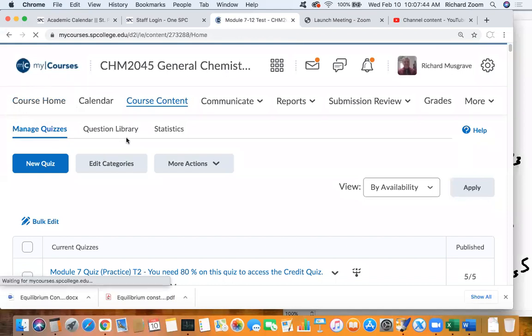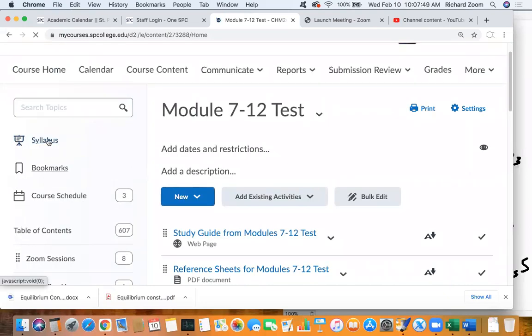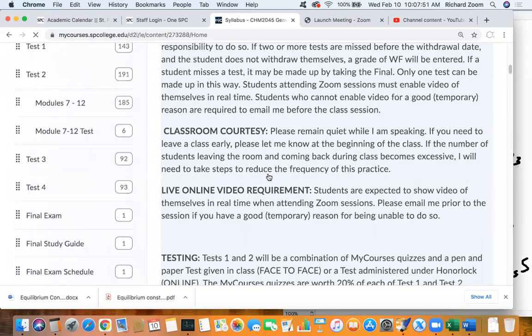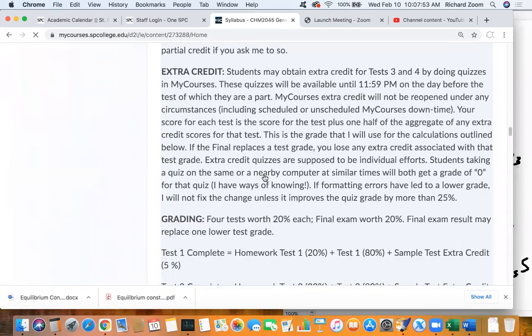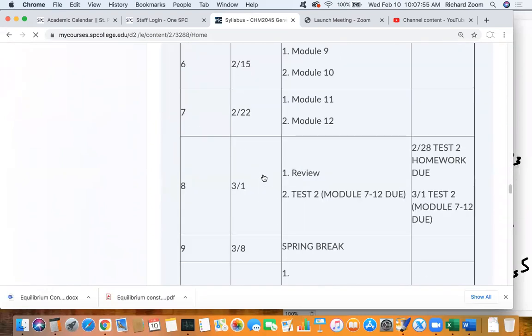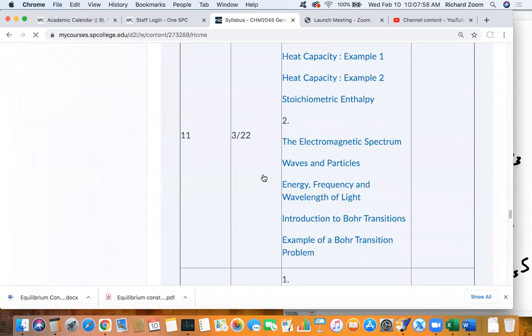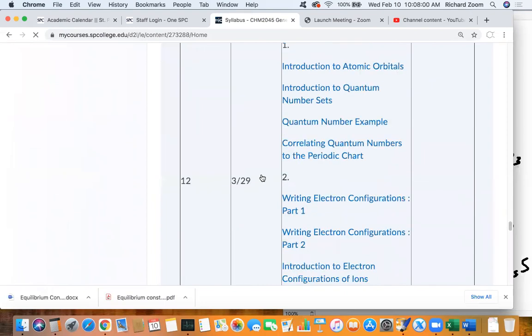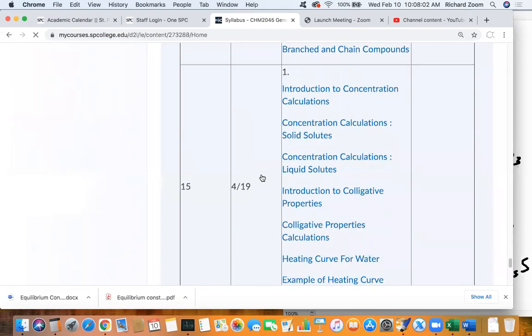Okay, let's take a look at the syllabus here and we'll see what we're supposed to be doing. So we just got through test 1. Remember, if you did poorly on test 1, one of the tests can be replaced with the grade you get on the final.